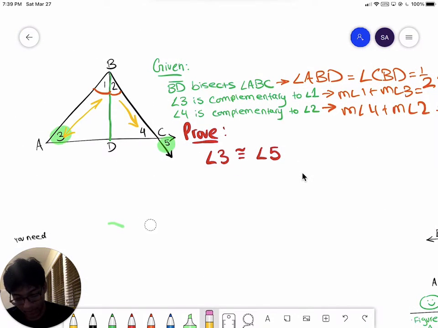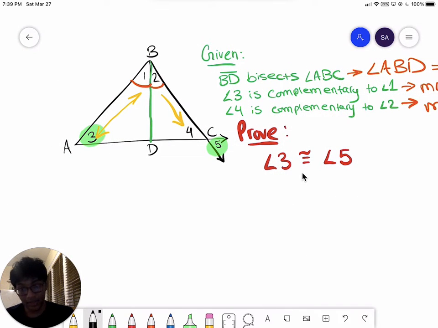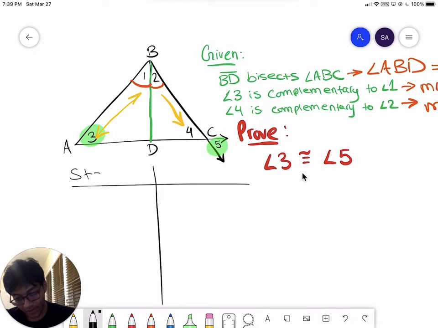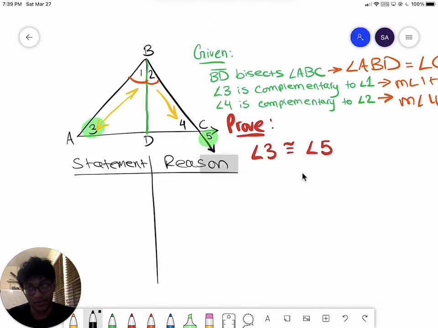Okay, so let's go back to our proof here. How are we gonna prove that angle 3 is congruent to angle 5? So here's how we do it. We have to construct a table. And on the left side of our table, we are gonna have our statement. And on the right side of our table, we're gonna have a reason for why that statement has to be true. So first we're going to start by writing out the givens, okay?